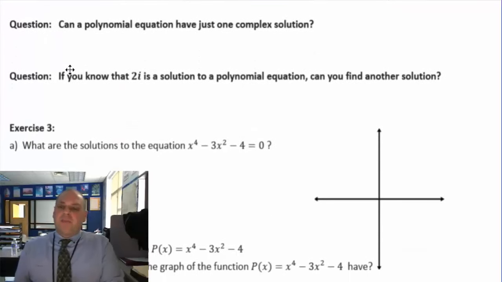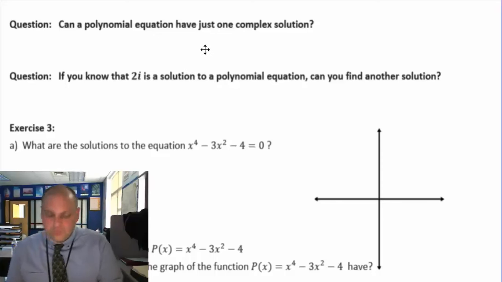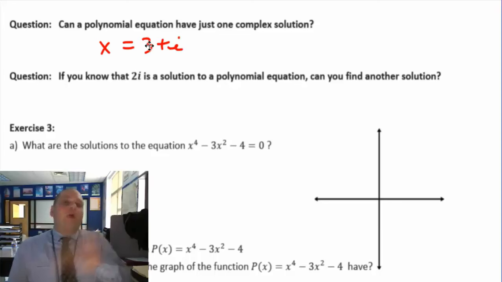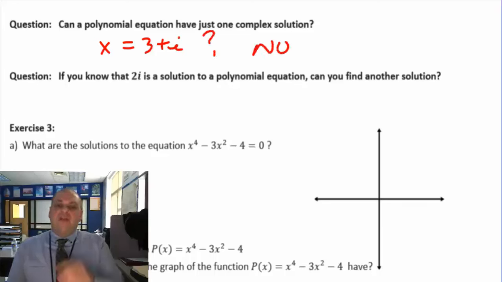Question, can a polynomial equation have just one complex solution? In other words, can I have x equals 3 plus i without having 3 minus i as a solution? Well, the answer is no. If I have an answer of 3 plus i, I must also have an answer of 3 minus i. Complex solutions come in pairs.